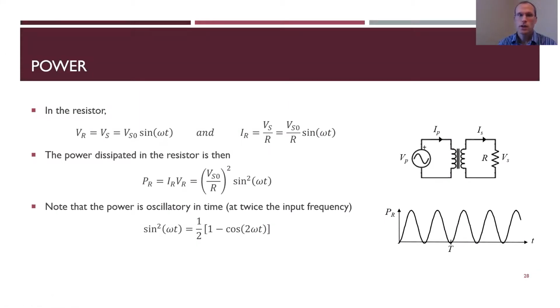So we look at the power through a transformer. The voltage in the resistor is the voltage in the secondary, which is Vs0 sine omega t. The current in the resistor is the voltage divided by the resistance. And so the power dissipated is V squared over R times sine squared of omega t. You can see that this is actually oscillatory in time, and actually at twice the input frequency. There's a trig identity: sine squared is the same as one half of one minus cosine of 2 omega t. So twice the frequency is what happens with the power.